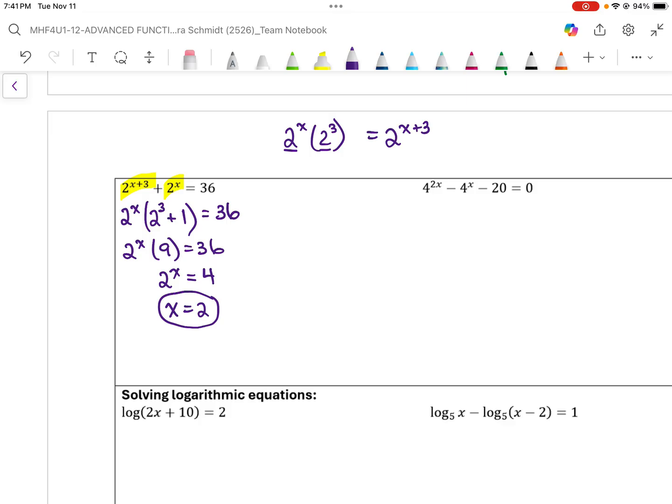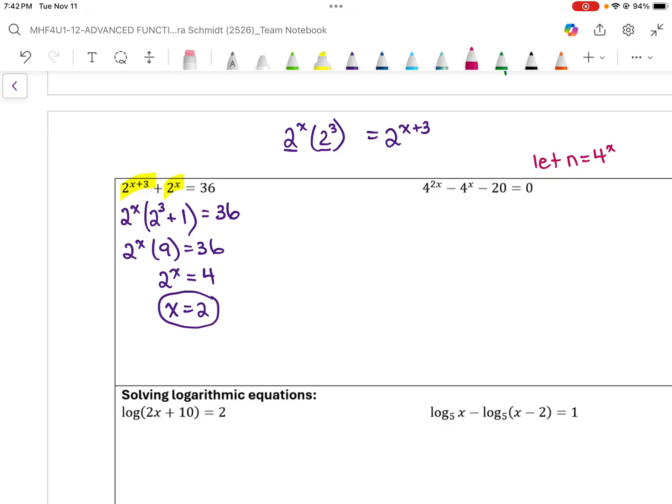So it's not bad. The next one, however, is slightly different. We're not able to factor out a 4 to the x or a 4 to the 2x. That's not possible. So what we have to do is let a variable, let's say n, represent 4 to the power of x.